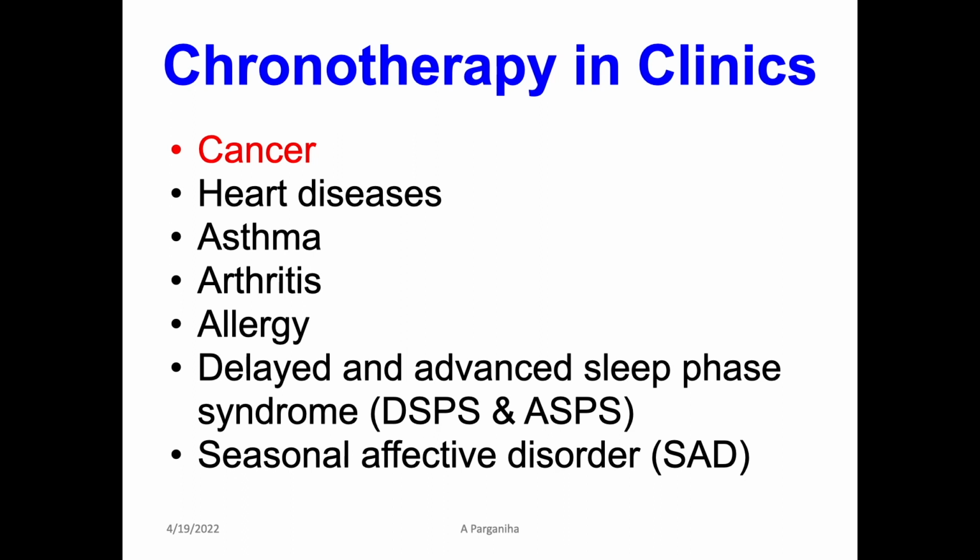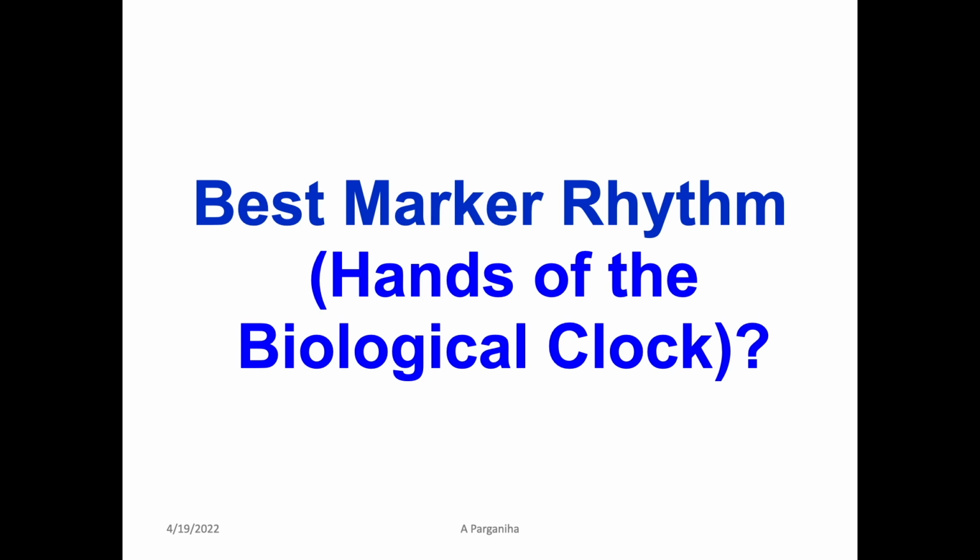Now this concept of chronotherapy is widely used in the clinics for the treatment of several diseases such as cancer, heart diseases, asthma, arthritis, allergies, sleep disorders such as delayed and advanced sleep phase syndrome, that is known as DSPS and ASPS, and then seasonal affective disorder, that is also known as a mood disorder. So in my lecture I will be focusing mainly on cancer chronotherapy.